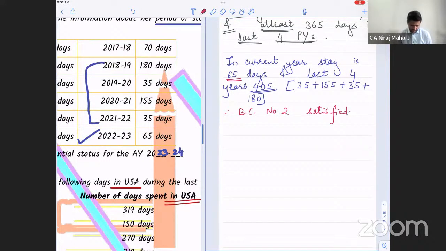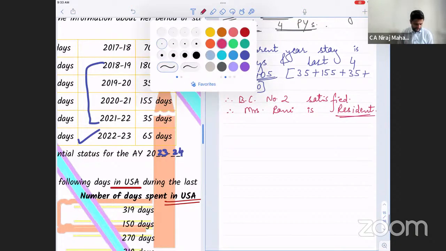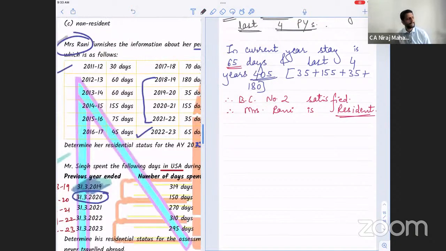All right. Therefore, Mrs. Rani is what? I'll just use the word resident. Correct till here? Is resident. Clear? But you have to obviously finalize the answer with ROR and RNOR. Understand, please. We have to be a little bit smart also in our calculations.